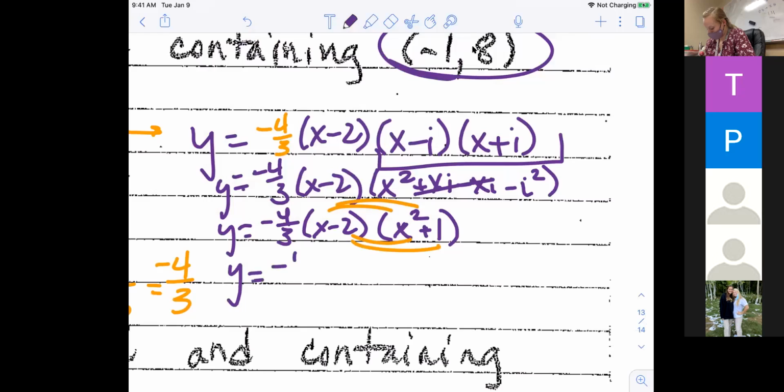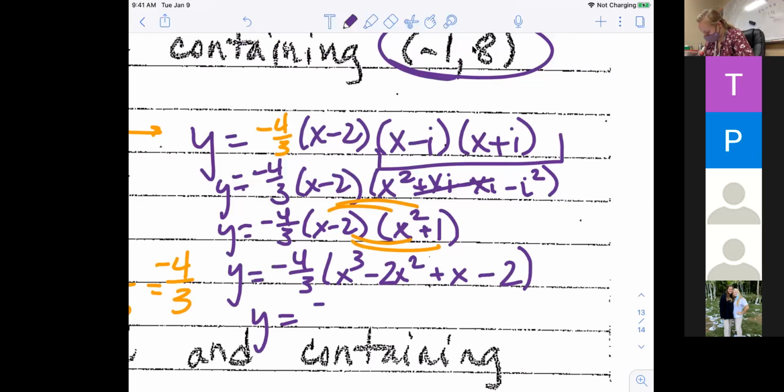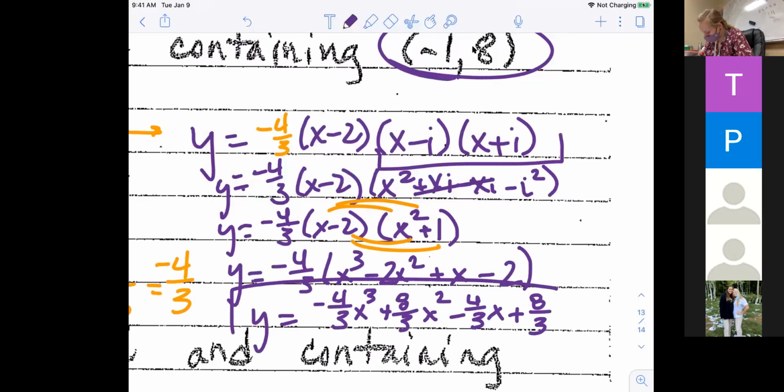y equals -4 over 3, x to the third. I'm going to put mine in the right order. So I'm going to do minus 2x squared and then plus x and then minus 2. I just rearranged it a little bit so it was in the nice order. Are you guys okay with that? Okay. And then distribute that -4 over 3 all the way through. -4 over 3 x to the third plus 8 over 3 x squared minus 4 over 3 x plus 8 over 3.